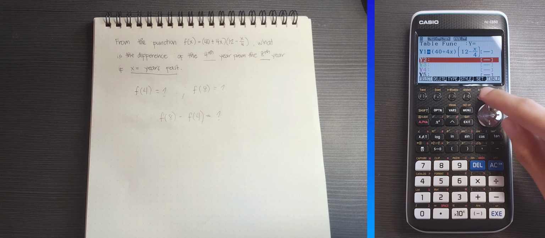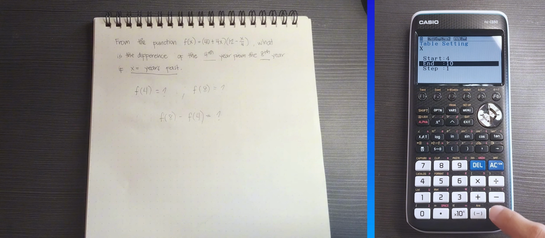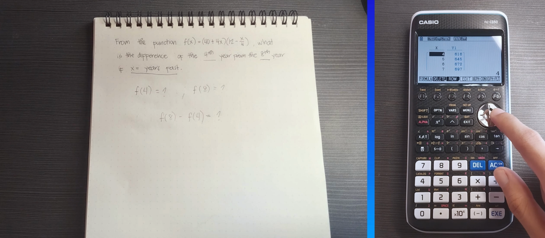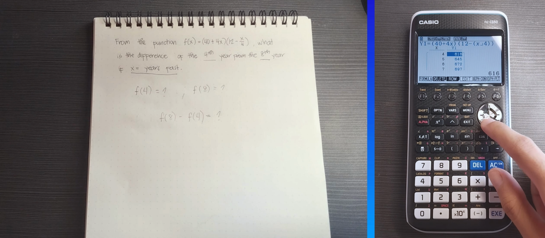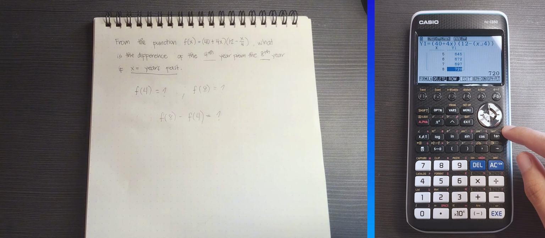Then press F5 to set the limits. 4 is the starting limit and 8 is the end limit. Press Execute, and then press F6 to create the table. And now we can see the values of the function for every value of x from 4 to 8.